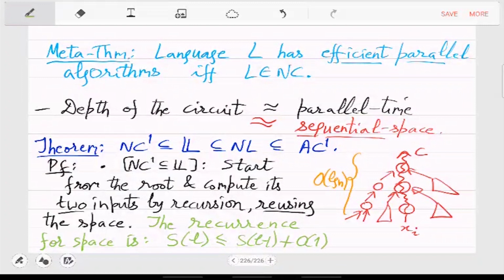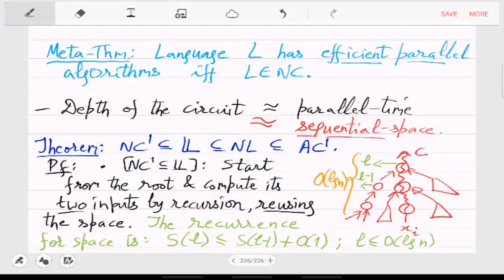So when you go down, then you are going deeper into the circuit. L is log n at the top, and when you go below, it is L minus 1, and it can only reduce order log n many times. So once you have the 2 inputs, then the space needed is only constant. So that's order 1. This is the space requirement.